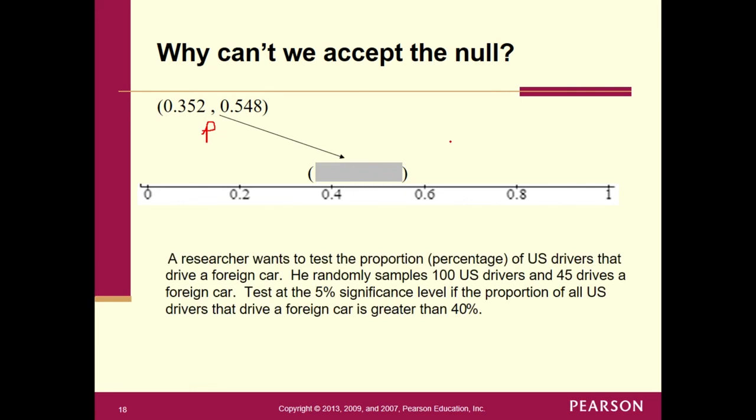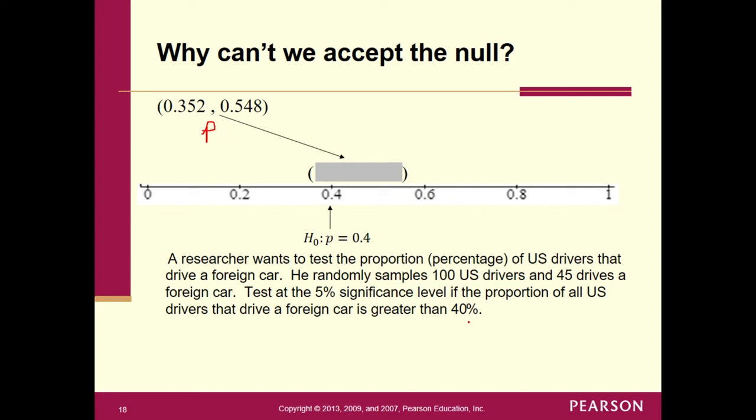Let's go back to our hypothesis test now. Notice what we were testing here. We were testing if P was greater than 40%. So what's in the null hypothesis? P is equal to 0.4. So we were testing if P was equal to 0.4. Notice we can't eliminate it from being a possibility at this point. Because what are we saying with our confidence interval, what could P be equal to? Anywhere between 0.352 and 0.548. So we can't eliminate it.